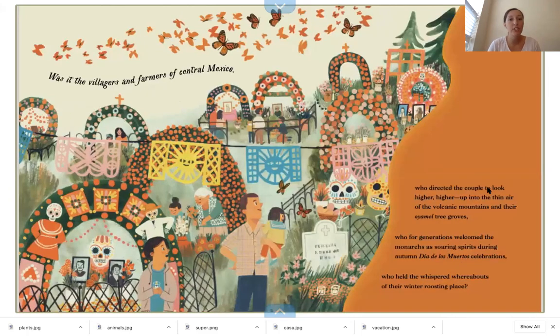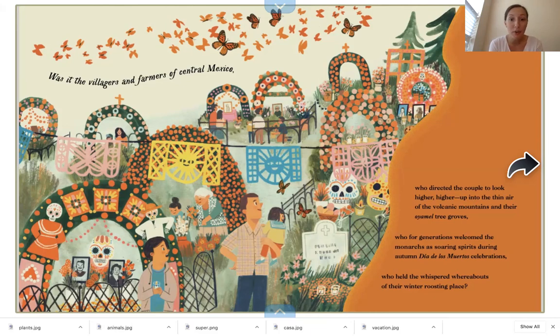Or was it the villagers and farmers of central Mexico who directed the couple to look higher, higher, up into the thin air of the volcanic mountains and their Oyamel tree groves, who for generations welcomed the monarchs as soaring spirits during autumn Dia de los Muertos celebrations, who held the whispered whereabouts of their winter roosting place?